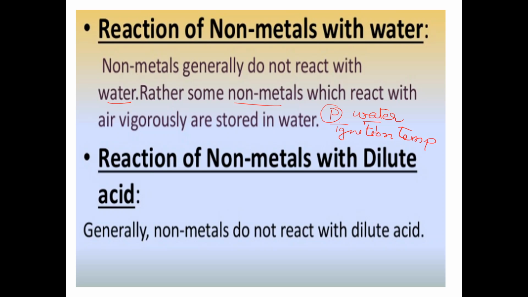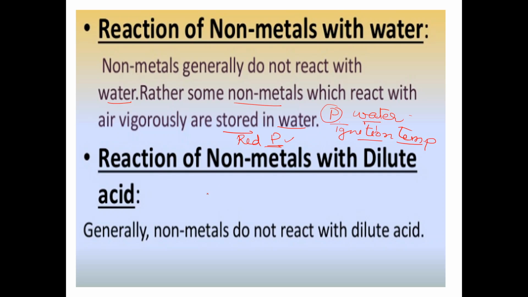So phosphorus is not reacting with water, it reacts vigorously with air. That's why it is stored in water. So can you name that non-metal? It is yellow phosphorus. Red phosphorus you all have seen in the matchstick. It does not react with air. It also has a low ignition temperature. That's why it catches fire just by friction. When you rub it, it catches fire. It means its ignition temperature is less. What do you mean by ignition temperature? The temperature at which the substance catches fire.